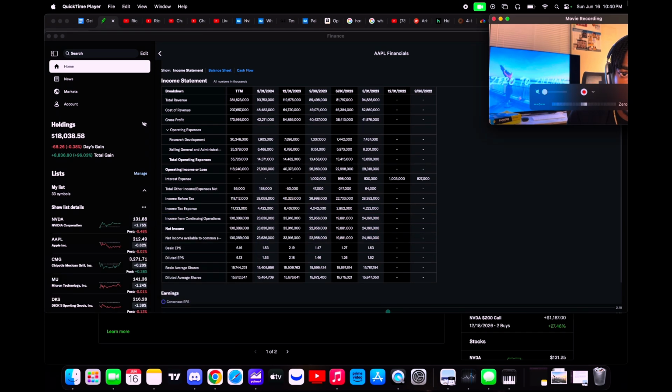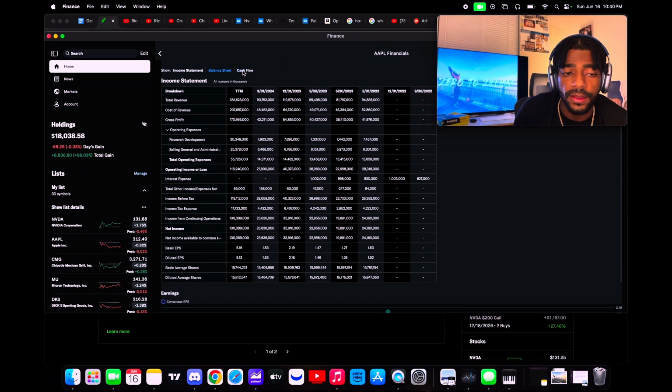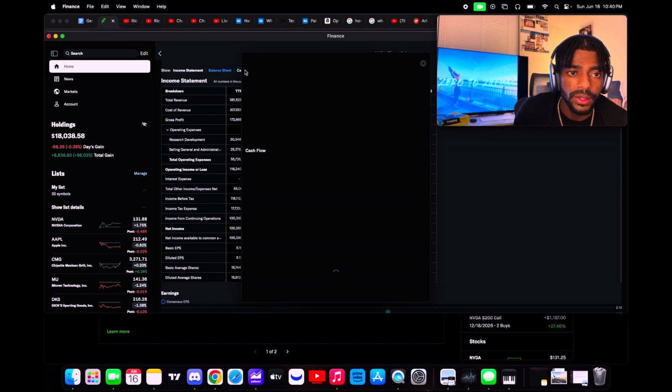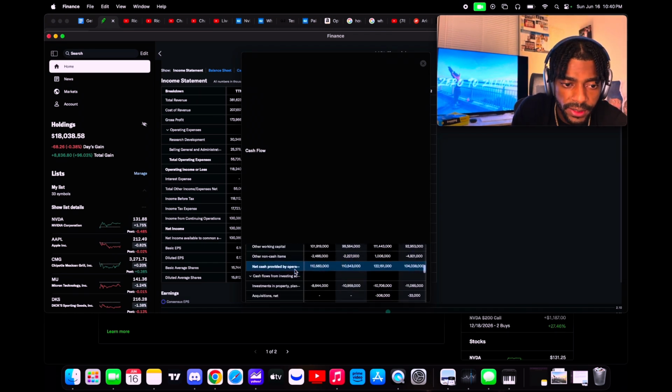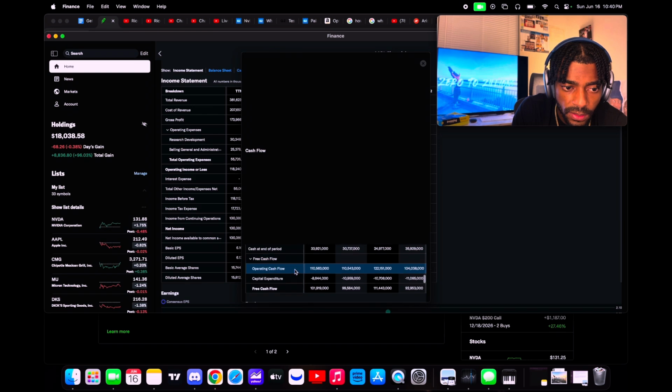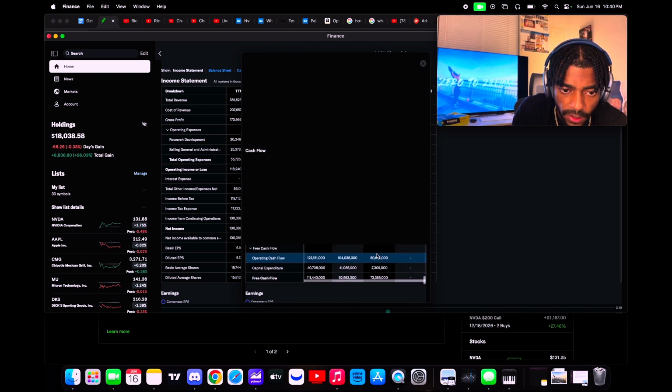You can also go and look at the cash flow. You need to make sure a company has free cash flow. Apple has a bunch of free cash flow.